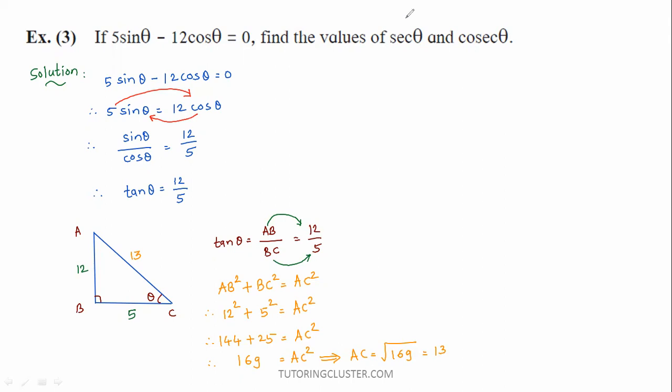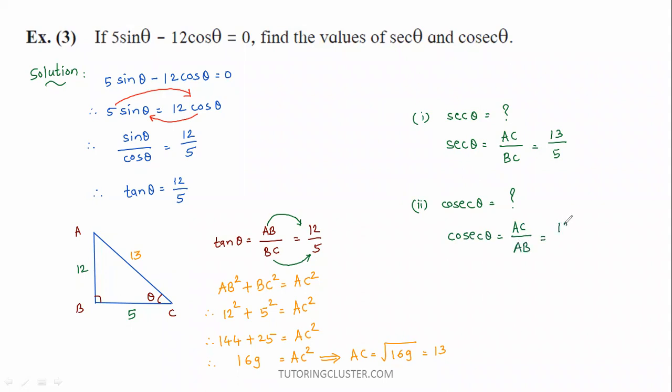Now, what we have to find out? Sec theta first. Sec theta is equal to what? See here, how do we define sec theta? Hypotenuse side, that is AC, upon adjacent side, that is BC. What is AC? 13. What is BC? 5. Okay. Next, what is cosec theta? Second, they have asked you about cosec theta. How do we define cosec theta? Basic definition: hypotenuse AC upon opposite side AB, which is equal to 13 upon 5. So, these are your answers.